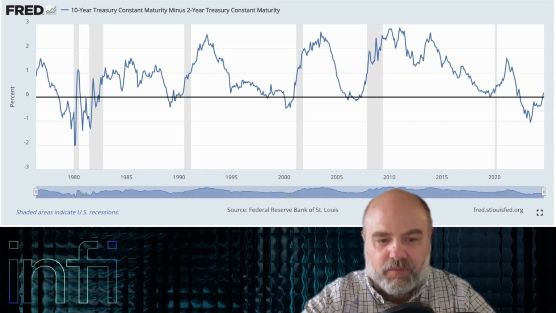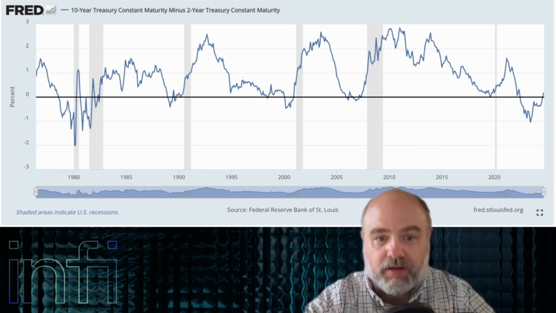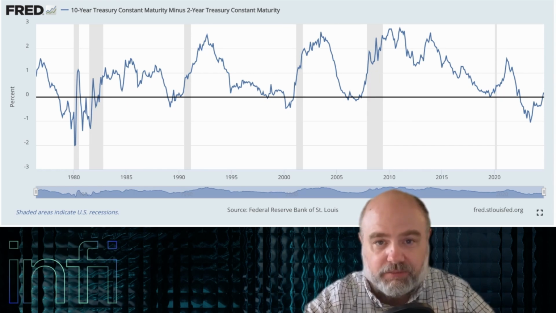And you can see, though, historically, this particular version I have goes back to 1976. You can see that whenever that line goes negative, goes below that black solid line, those are regions where the yield on the 2-year Treasury was higher than the yield on the 10-year. And you can see recession soon followed, right? Indicated by the gray bars.